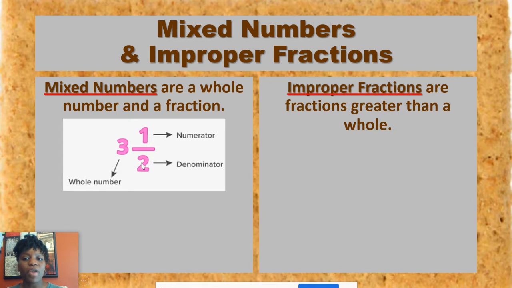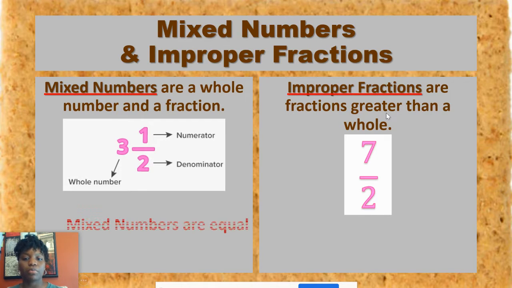Whereas improper fractions are fractions that are greater than a whole. So for instance, 7 halves. Our numerator of 7 is greater than this 2. And of course, if I wanted it to be a 2, it would be 2 over 2. That would equal 1 whole, but it's 7 over 2. So that means this is greater than a whole amount.